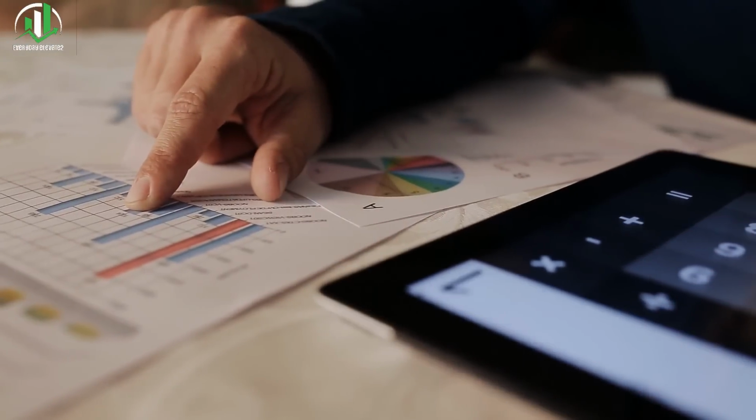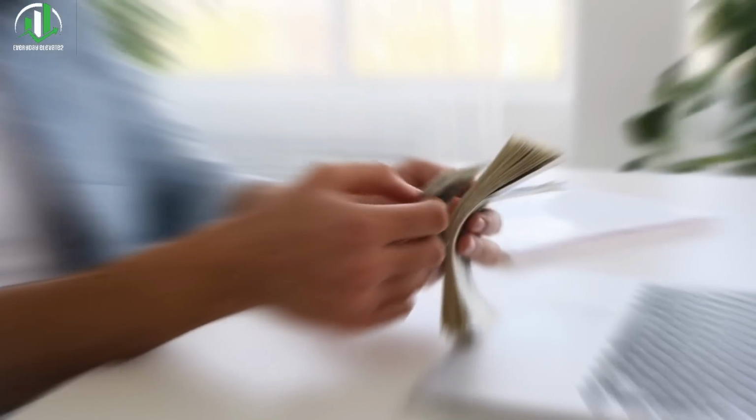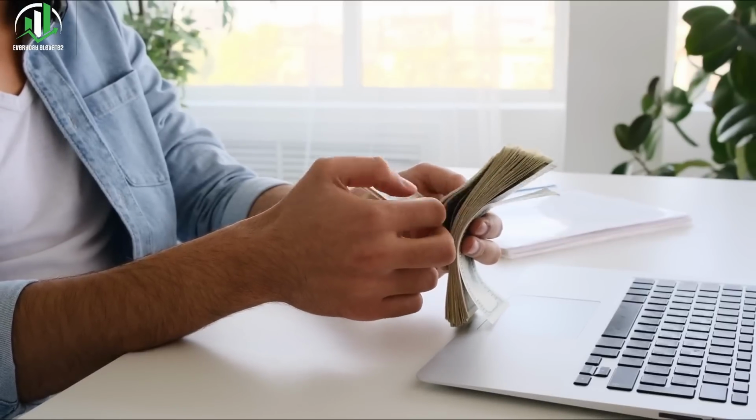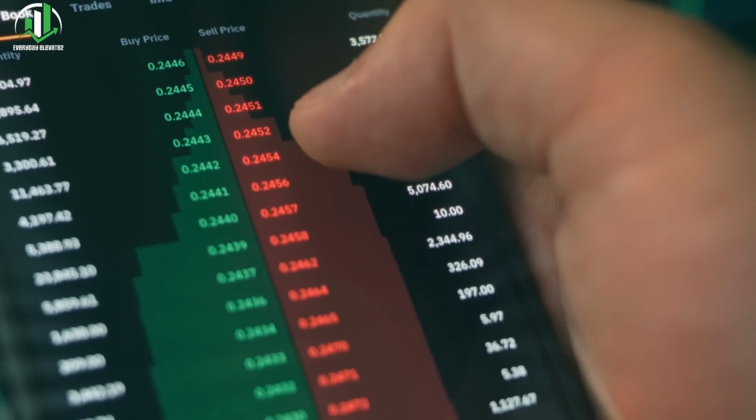Automating your investments can ensure consistent investing. Setting up automatic contributions to your investment accounts and practicing dollar-cost averaging, investing a fixed amount regularly regardless of market conditions, can reduce the impact of market volatility.